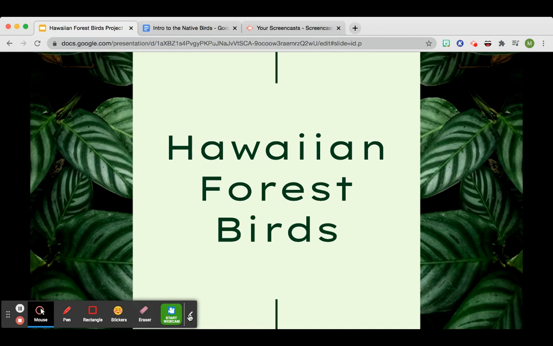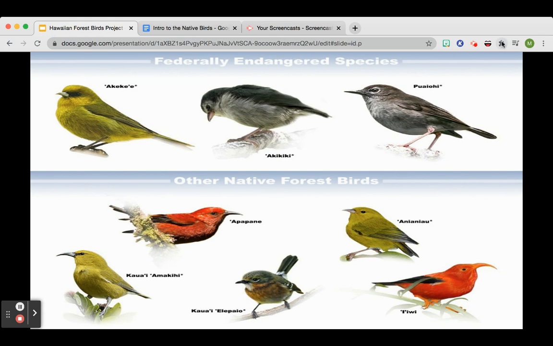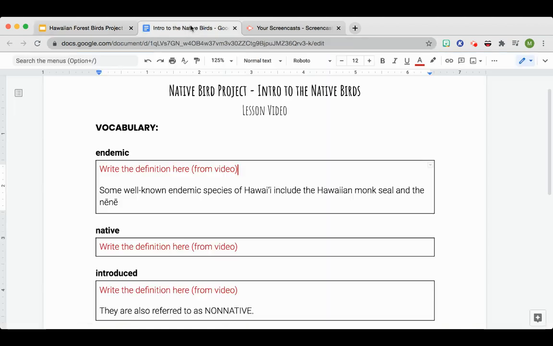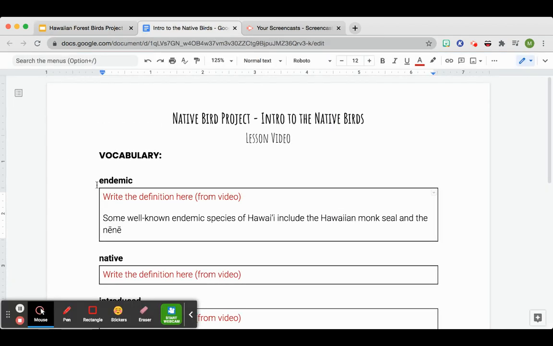Hi everybody, this is the video for the lesson on the Hawaiian forest birds and just about different species in certain places. So this is a picture of some of the forest birds here on Kauai. And what you guys are going to do is follow along with me in this lesson, and wherever it says write the definition here, you will be writing the bold part from this video.